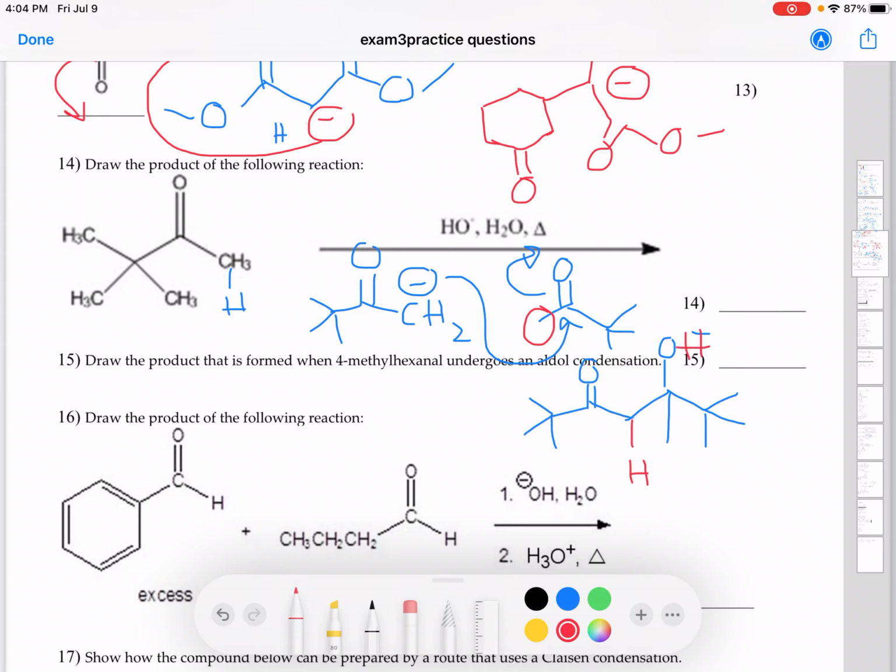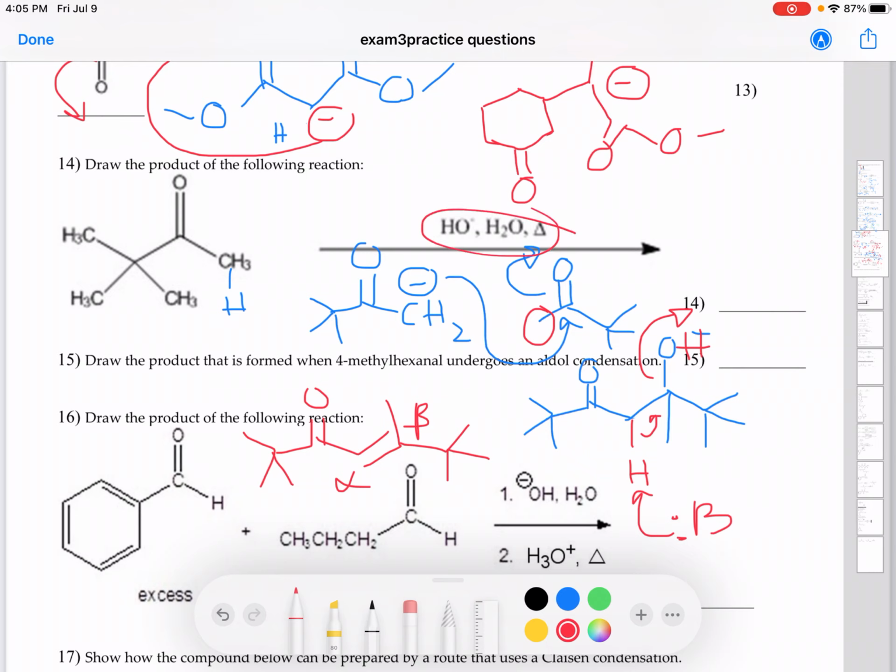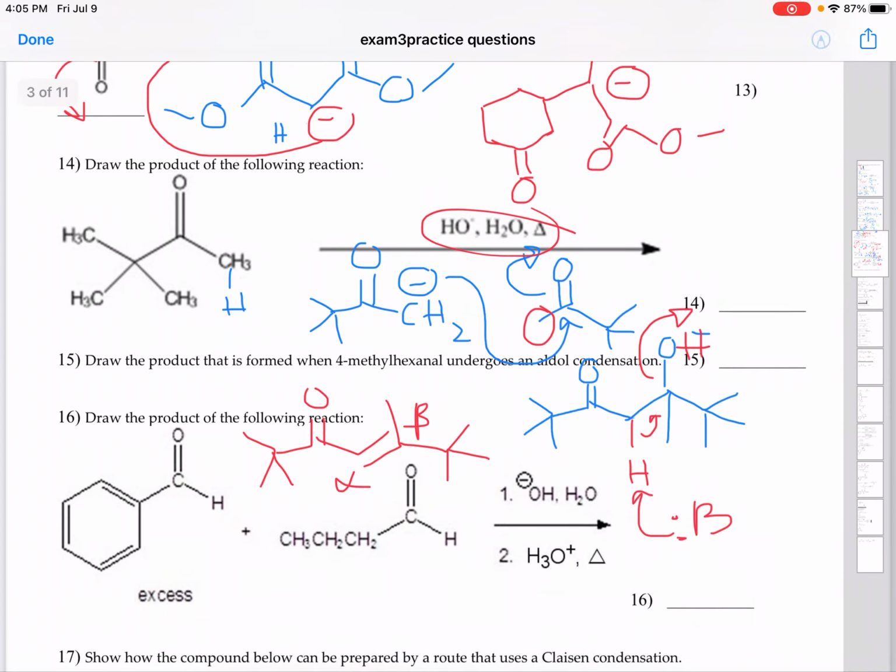Okay, so this one can lose a water molecule to give you an alpha beta unsaturated product, which is this as the final product, an alpha beta unsaturated carbonyl group. This is your alpha, this is beta once the water molecule is lost. So with the heating, it will go all the way to give you the aldol product and then the alpha beta unsaturated ketone. Okay, that's the answer for that one.